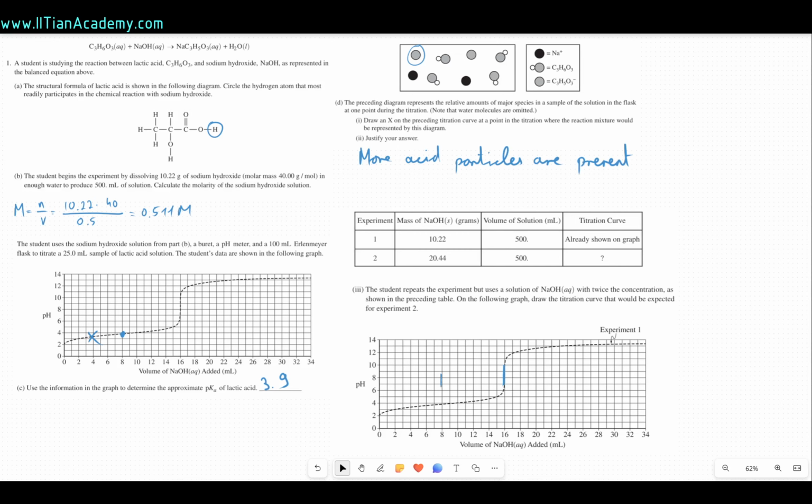So the equivalence point will be at 8 milliliters, the half equivalence will be at 4 milliliters, but the starting part will simply be similar. So it's going to look like this. And of course, the final value will stay the same as the pH that we approach will be a little bit larger, but it will look like this.